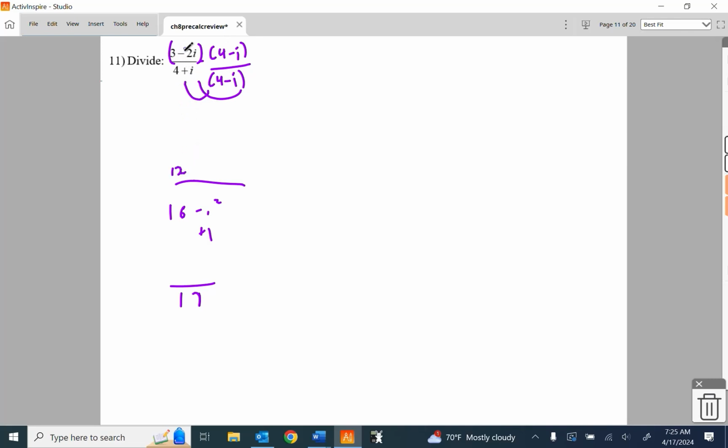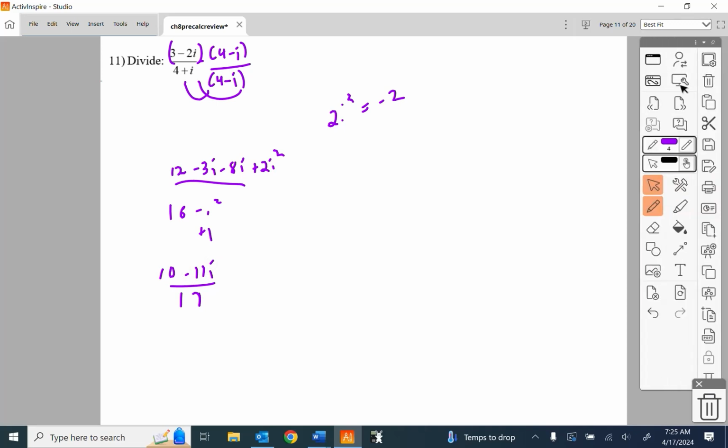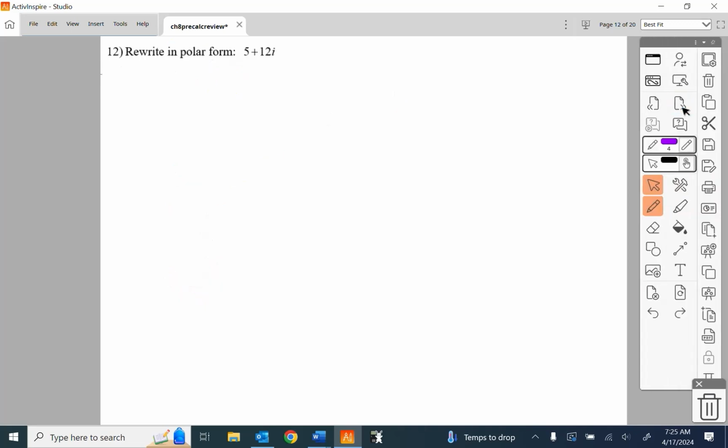We'll have 12 minus 3i minus 8i plus 2i squared. You know, your 2i squared there. Remember, that's negative 2. 12 minus 2, I believe, is 10. And then we have minus 11i. Again, easy peasy, Japanesey. Rewrite in polar.